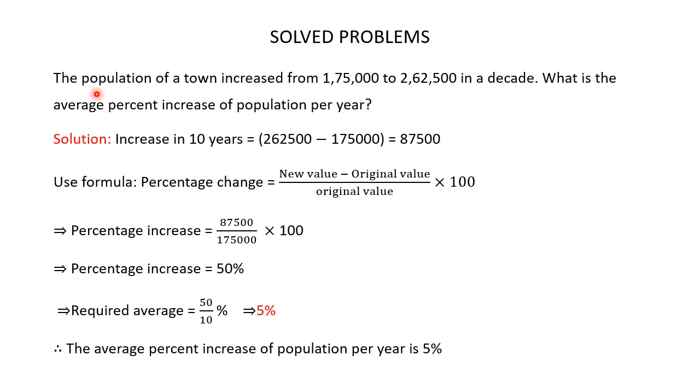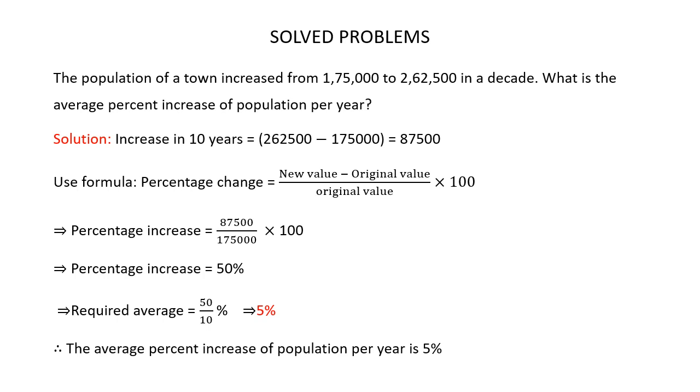The population of a town increased from 1,75,000 to 2,62,500 in a decade. What is the average percent increase of population per year? Now here the original value is 1,75,000. The new value is 2,62,500.